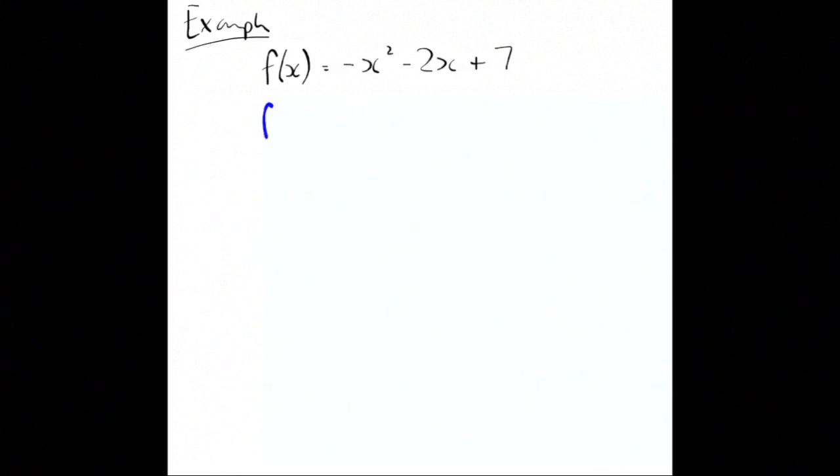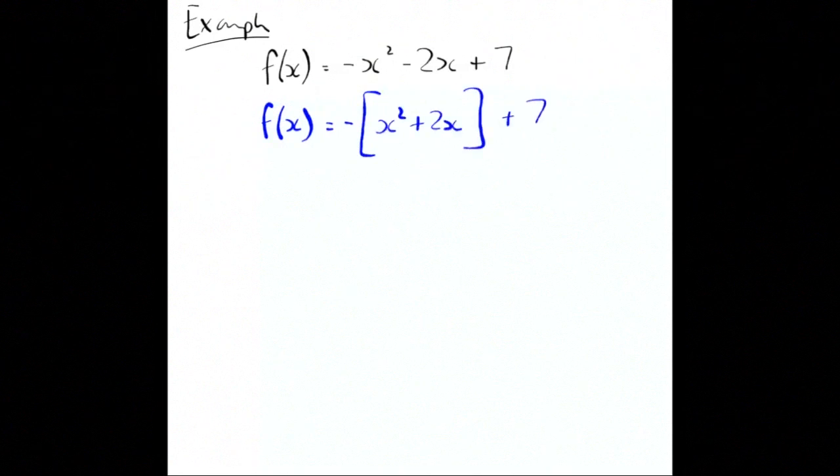Another example, f of x equals minus x squared minus 2x plus 7. We're going to put that into completed square form. It's the same as the last one, it's just we realise that the coefficient of x squared is minus 1. So we can pull out a minus 1, or it's a little bit neater just to pull out the negative sign. So we end up with minus square bracket. Minus, in the bracket, half of the 2 is the 1. The 1 squared is 1. So we end up with that.